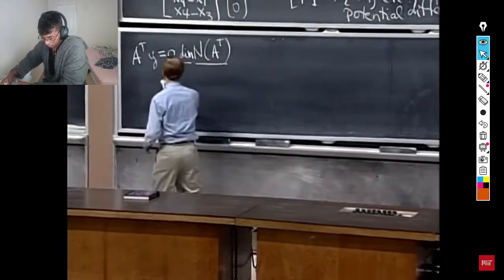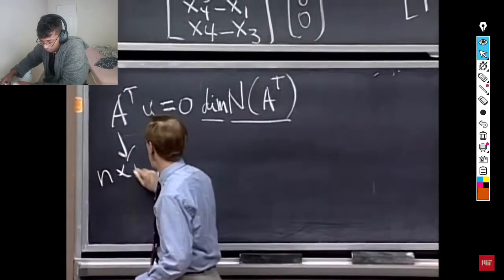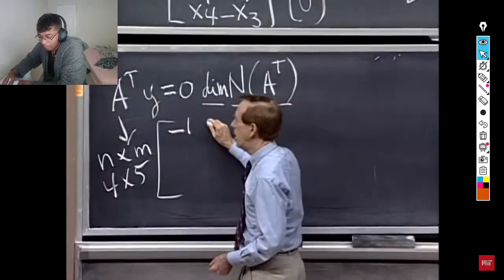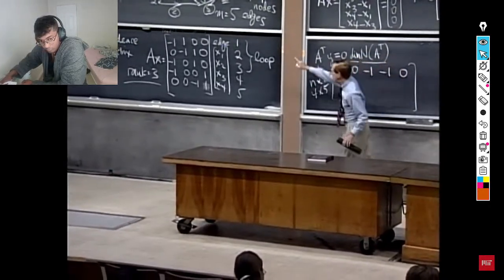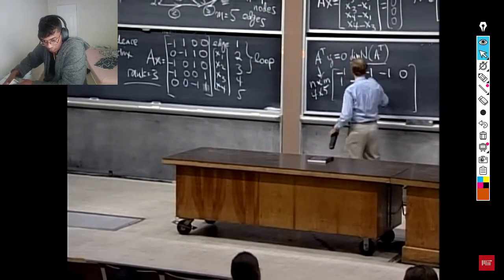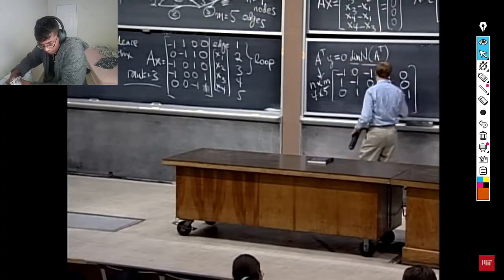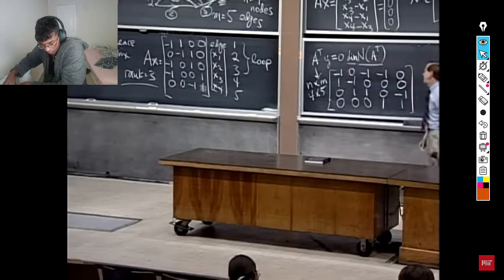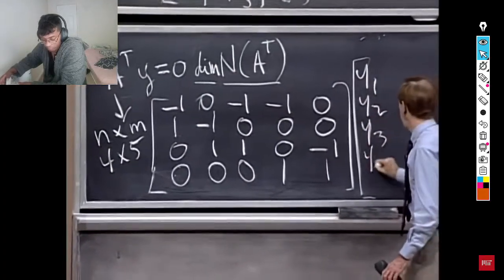Let me even write out A transpose. A transpose will be n by m. In this case, it'll be 4 by 5. The columns will become rows. Minus 1, 0 is now the first row. The second row of the matrix, 1, minus 1, and 3 zeros. The third column now becomes the third row, 0, 1, 1, 0, minus 1. And the fourth column becomes the fourth row. Okay, good. There's A transpose. That multiplies Y: Y1, Y2, Y3, Y4, and Y5.